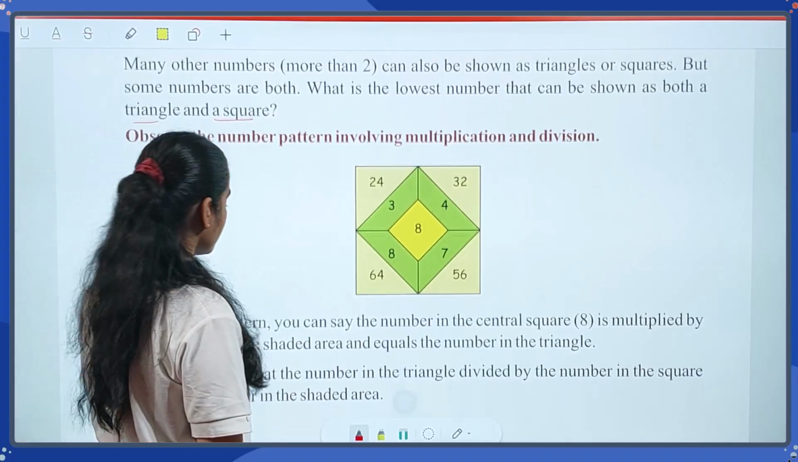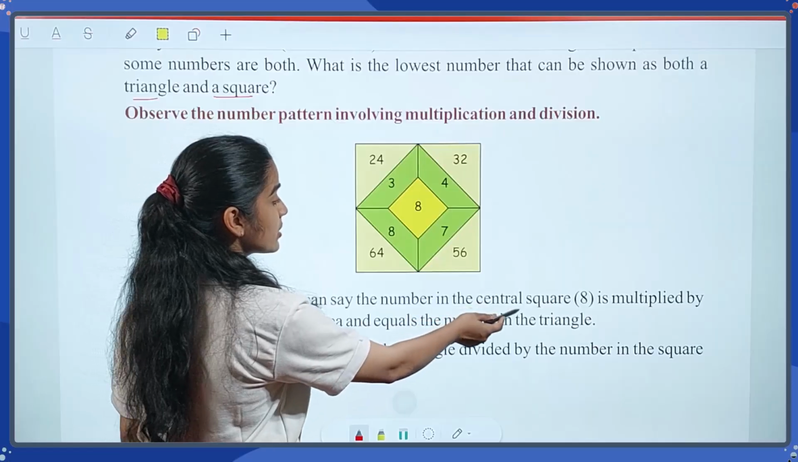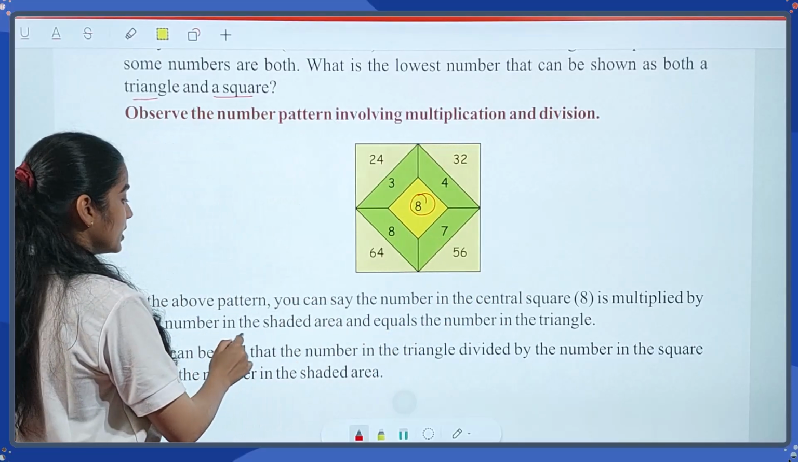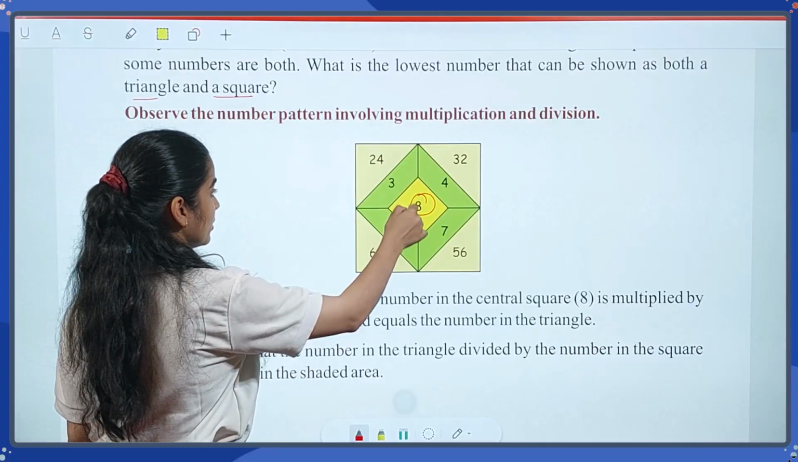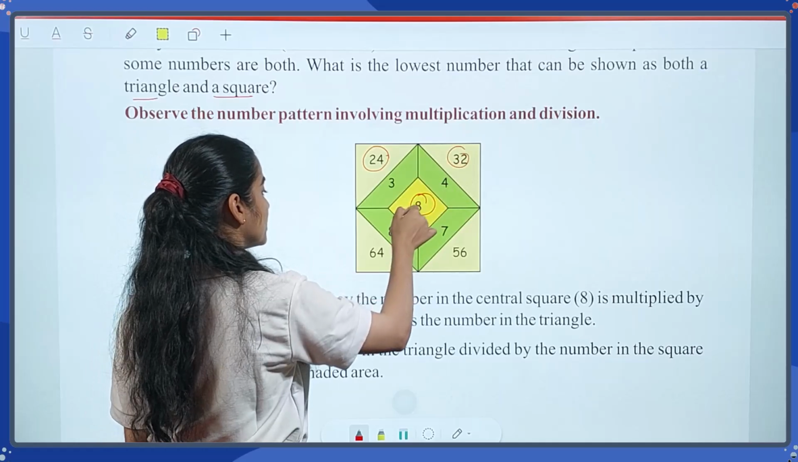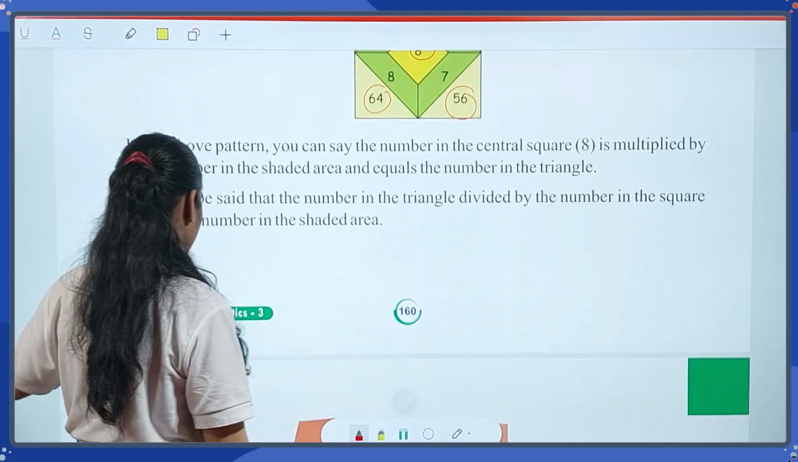In the above pattern, you can say the number 8 in the central sequence is multiplied by each number in the shaded area. 8 multiplied by 3 is 24. 8 multiplied by 4 is 32. 8 multiplied by 8 is 64. 8 multiplied by 7 is 56. So we are following this pattern.